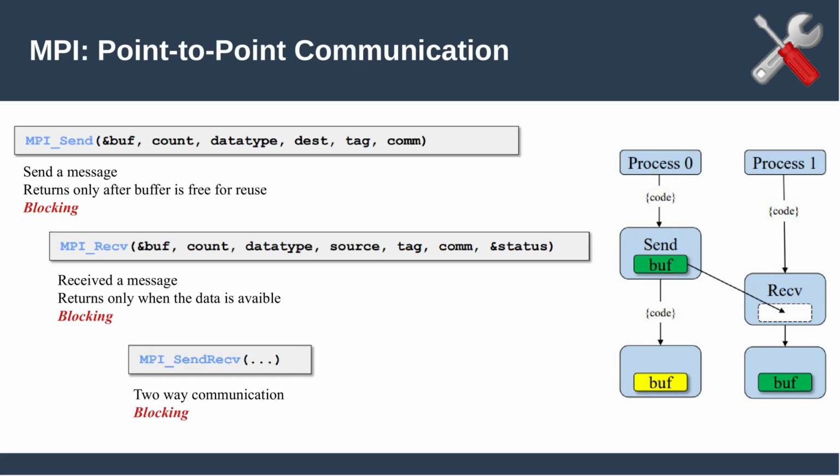The send operation is blocking, meaning it returns only when the buffer is free for reuse. Similarly, the receive operation is blocking, returning only when the data is available. This ensures a reliable two-way communication between processes.